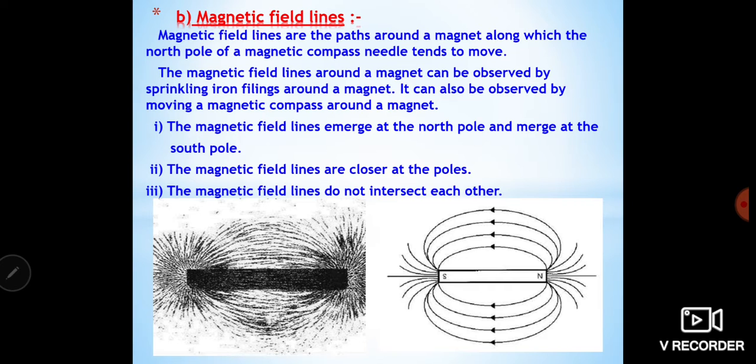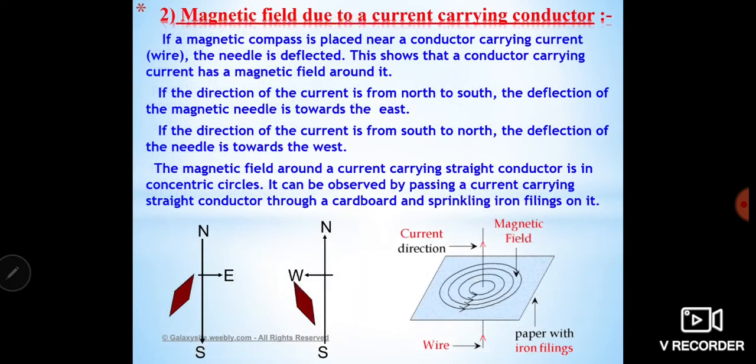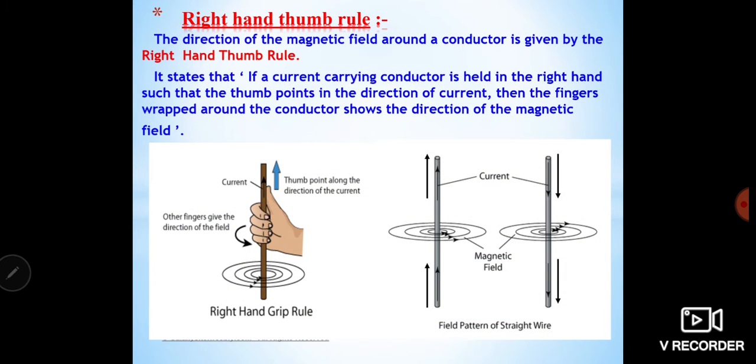A magnet has two poles, one is the north pole and the other is the south pole. The magnetic field lines emerge at the north pole and merge at the south pole. The field lines are closer at the poles and they do not intersect each other. And you learned the magnetic field due to a current carrying conductor and the right hand thumb rule.